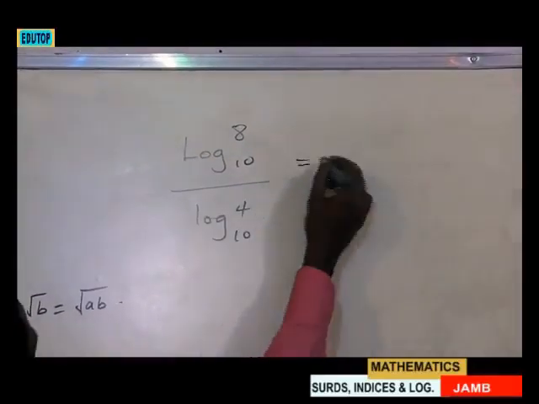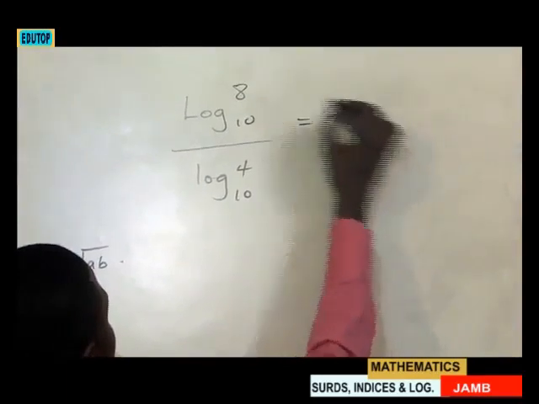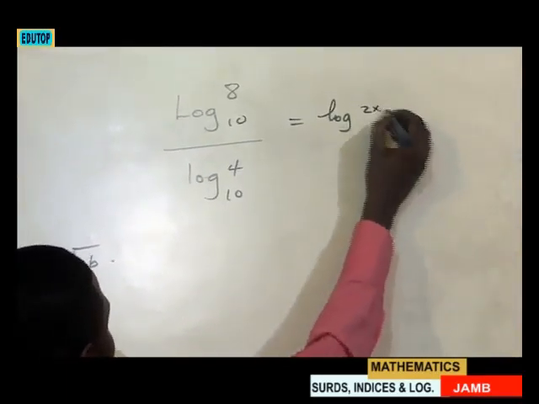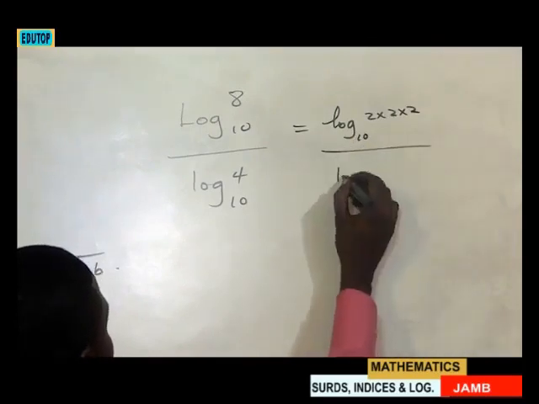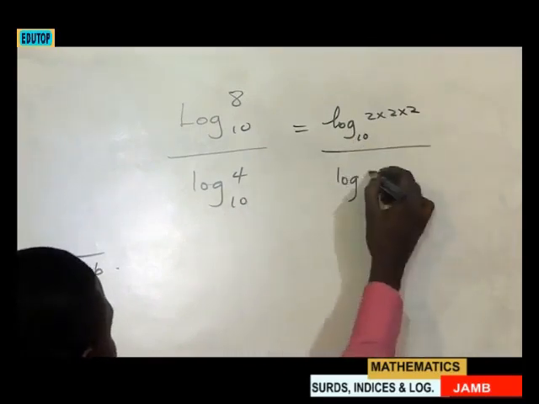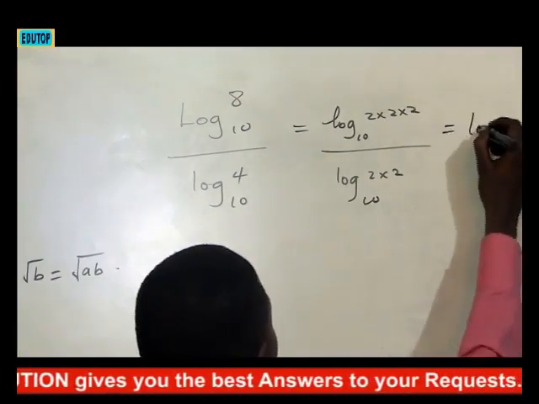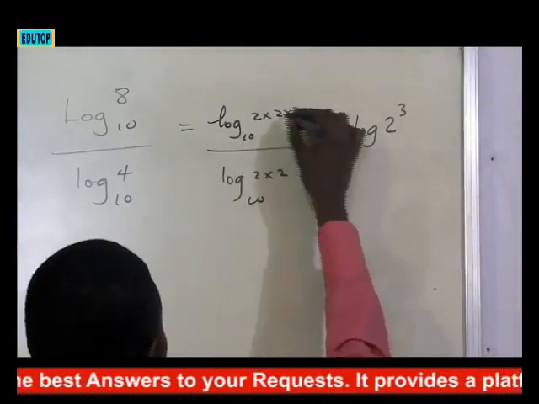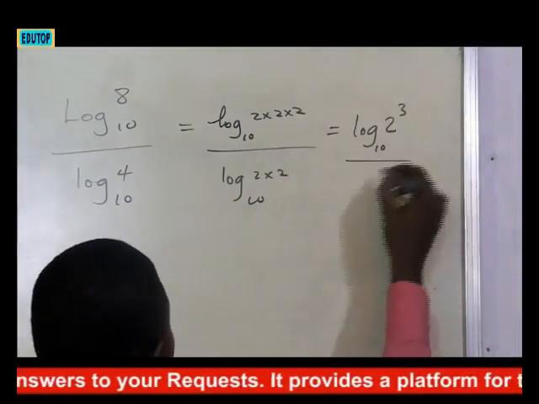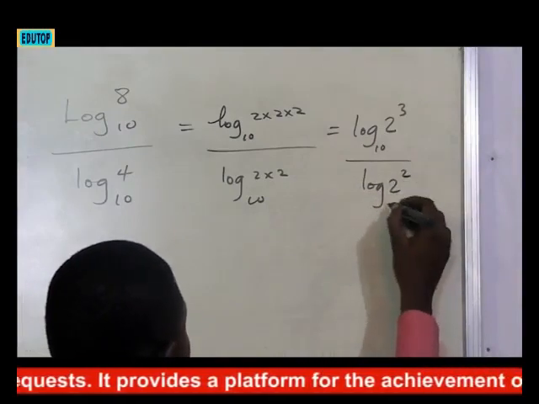I just need to simplify this. So this one is basically log. This is 2 times 2 times 2, that will make 8 is 10. And we have log 4 base 10 is 2 times 2 is 10. So I can write this one as log 2 raised to power 3, since you have 2 in 3 places, base 10 over this one, 2 places. You have log 2 raised to power 2 base 10.